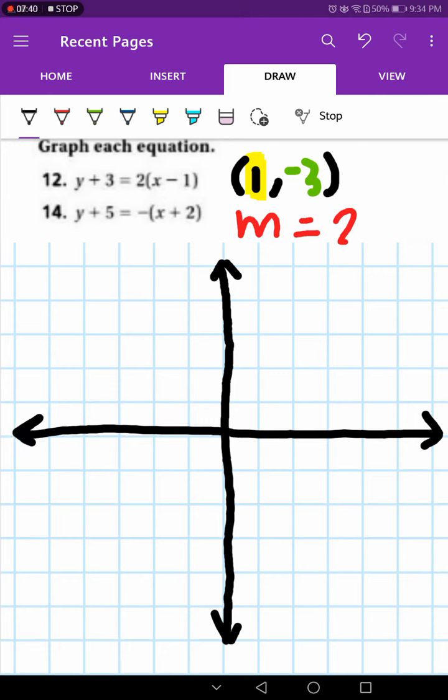And plot this point. Okay, and this is x, left or right, and this is y, up or down. So left or right, the x coordinate, yes, it is to the right, one step. So I have to move one step to the right, then move down 3 steps, so the point will be here.